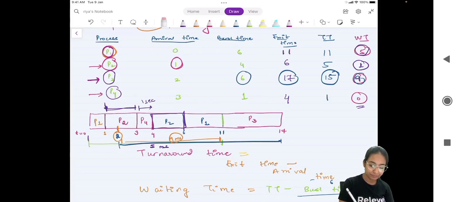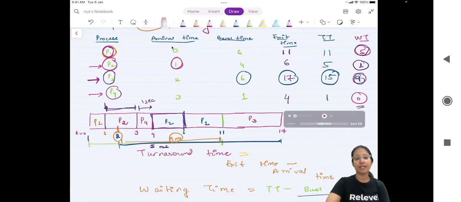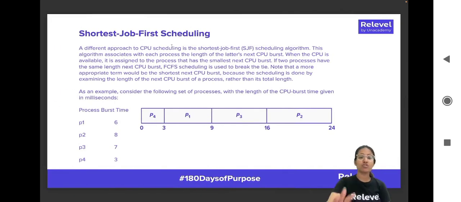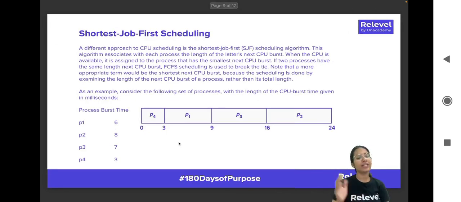All right, so I hope this is clear to everyone and you've understood in detail what shortest job first scheduling as an algorithm is. Thank you so much for taking a look at this video. And now in the next video, we'll talk about our next algorithm, which is priority scheduling.